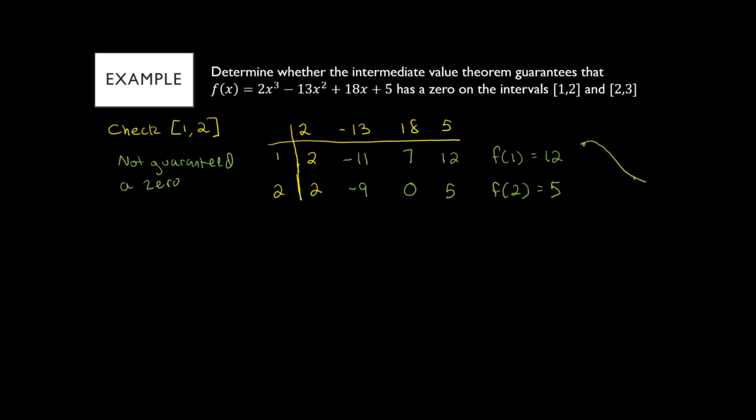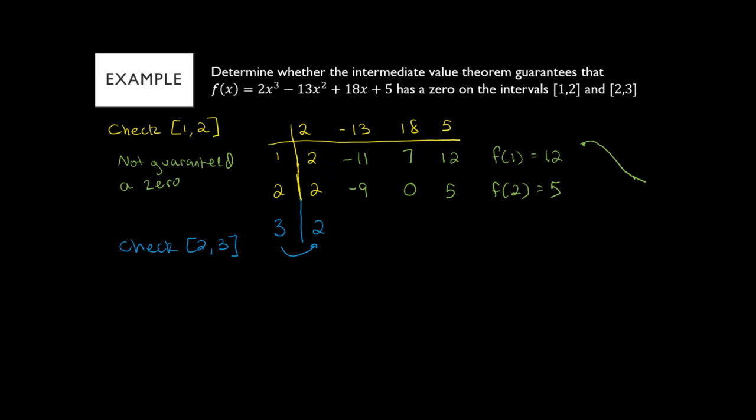So then we want to check 2 to 3. Oops, that's a bracket. And then this is great because I can just add 3 on to my existing table. And then I just need to check my third row there between f of 2 and f of 3. So I can just keep adding on to my table. I don't have to keep rewriting the synthetic division.